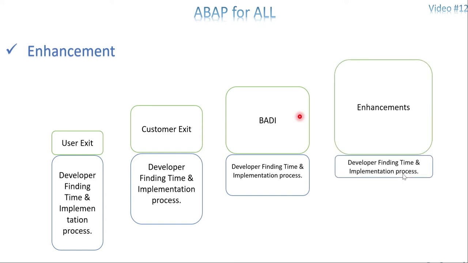And then again they introduced the enhancements. Again, it is very flexible from the user perspective. A simple example is that implicit enhancement doesn't require any enhancement spot. So you can go directly to any program, and wherever it's available, you can create it. You don't have to wait for the exact place where it needs to be triggered and everything. So that way, it's actually a little bigger one. And again, the developer timing and the implementation timing is also very less compared with BAdI or customer exit.